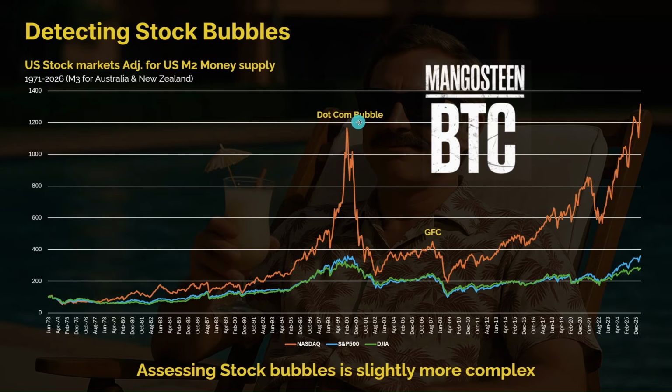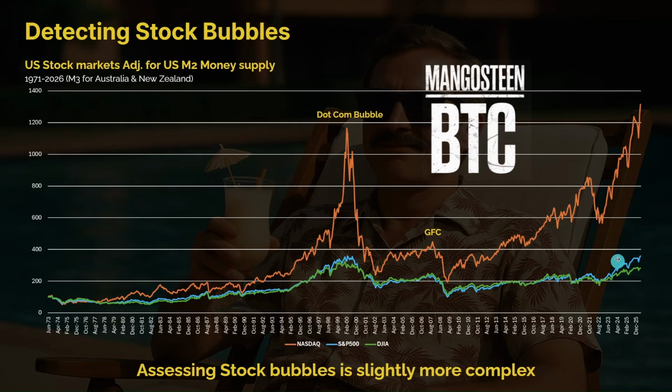So we have the NASDAQ shooting right up on a money-adjusted basis to very, very high volumes. These graphs have been adjusted to 100 for the starting date, just so they appear at the same level. And we can see that the S&P and the Dow Jones Industrial Average were at this level when adjusted for money supply. And then we come down. We've had the GFC again, and things have now come back up.